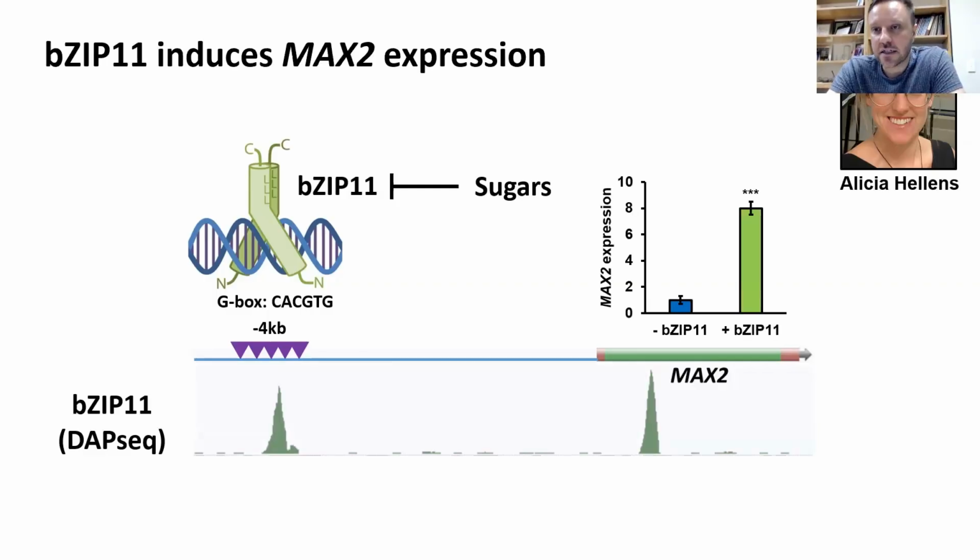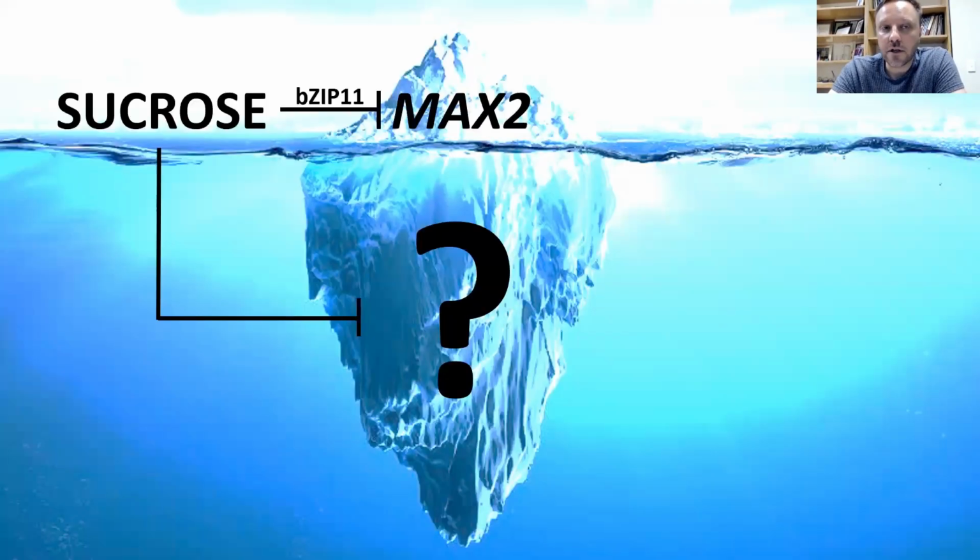And so during Alicia Helen's PhD project, we tested this further and tested the expression of MAX2 in response to bZIP11 induction. And she could see that indeed, when you overexpress bZIP11, MAX2 expression goes through the roof. So I'm not going to give more detail about this because we are still working on this.